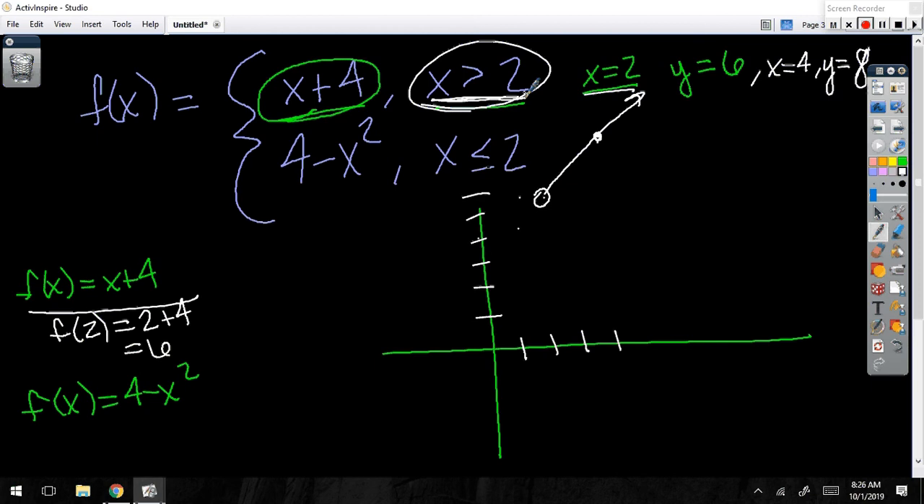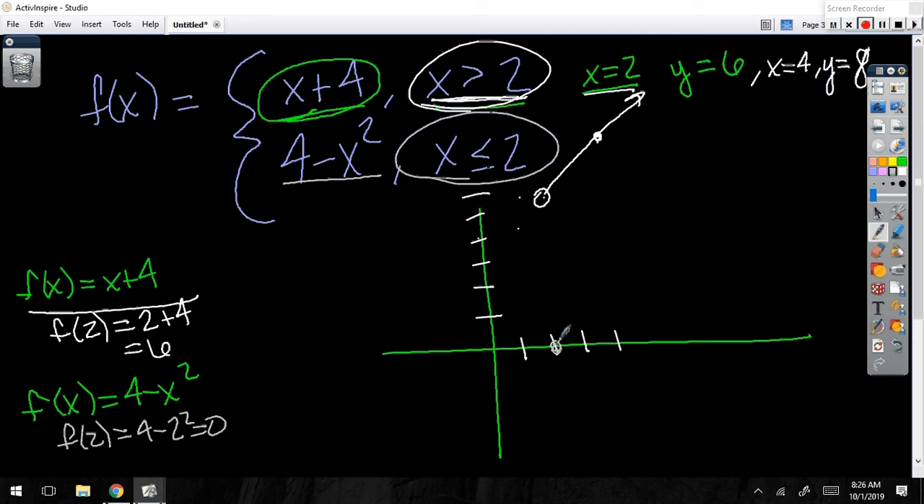Okay? For the second one, look at what it's telling me. This time x has got to be less than or equal to 2. Okay? So I'm going to plug 2 in. What happens when you plug in 2? You get 0. Okay? 2, 0. And this is a closed dot. Closed dot because of this line under. Okay?